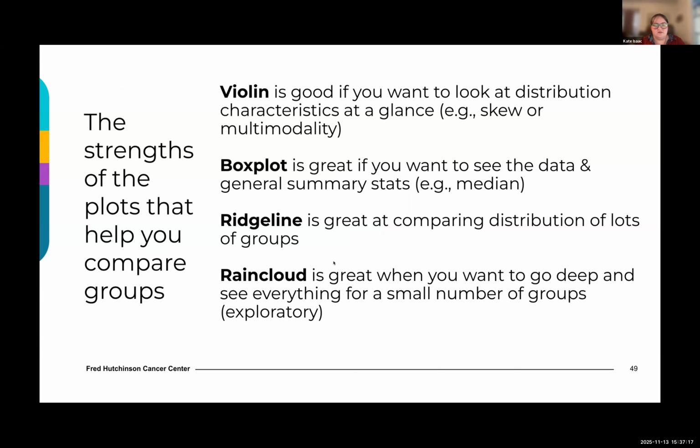So to summarize these plots that help you compare groups, violin is good if you want to look at a distribution and look at it at a glance. Box plot is great if you want to see the data and the general summary stats like the median. Ridgeline is going to be great at comparing the distributions of lots of groups, while a rain cloud is great when you want to go deep and see everything for a small number of groups and just explore.